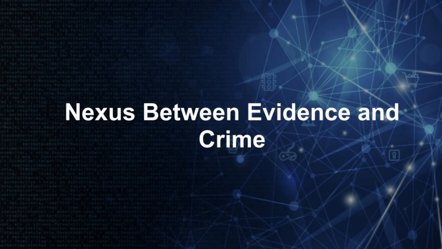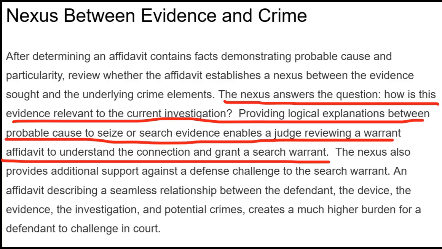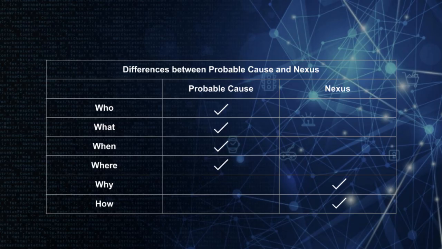Let's end this video by discussing the nexus between digital evidence and cybercrimes. Loy and Fitzsimmons argue, quote, "The nexus answers the question, how is this evidence relevant to the current investigation," end quote. You may ask, isn't establishing a nexus the same as establishing probable cause? Not quite. Establishing probable cause is primarily about identifying the facts of the case, who, what, and where. Meanwhile, establishing a nexus is primarily about the how, and to a lesser degree the why. What happened? How was the crime commissioned? How did this person do it?